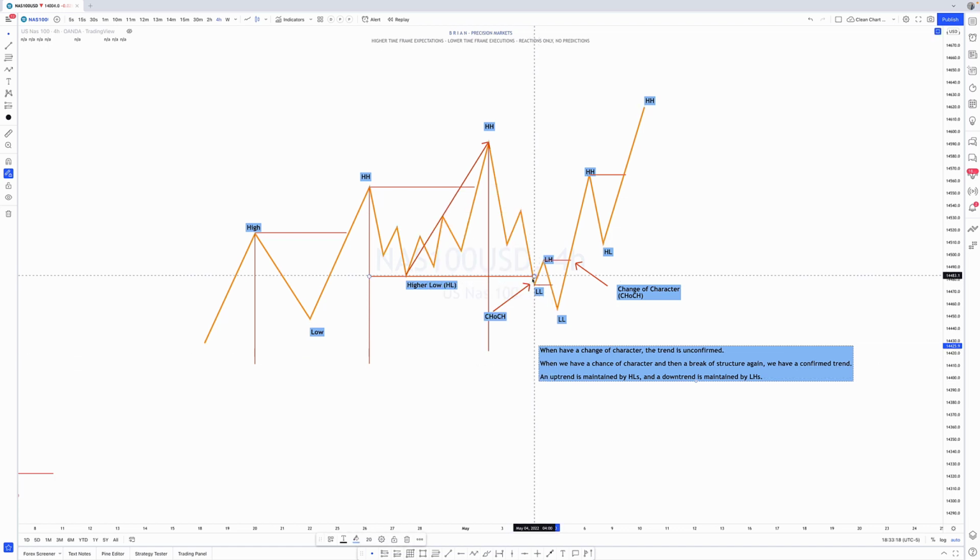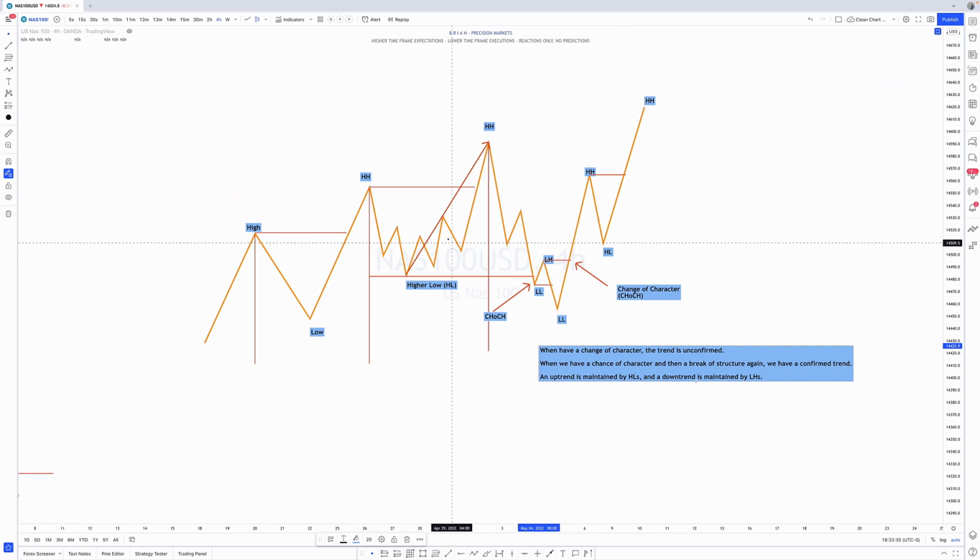Once price breaks past the last higher low and makes a lower low, that's when we think the trend has changed. And when price is making consecutive lower highs and a lower high gets broken, that's when we start thinking the trend might change to an uptrend. So you have to pay attention to it.